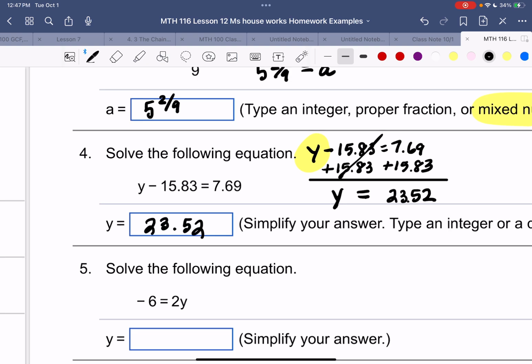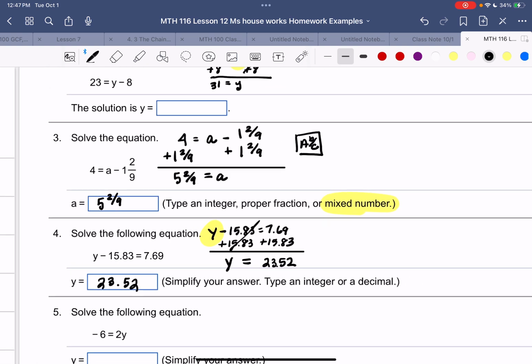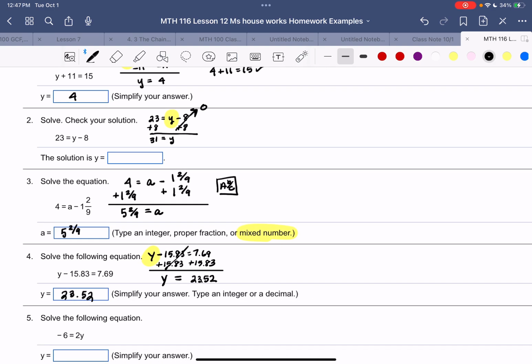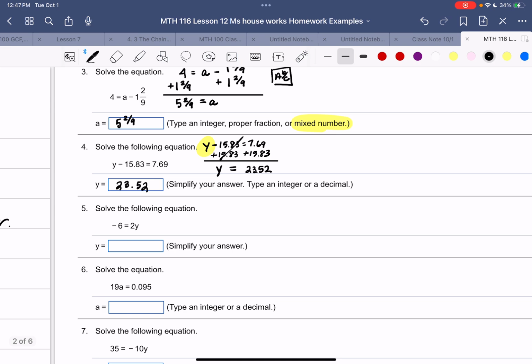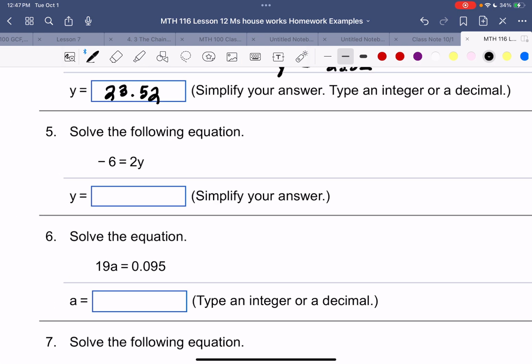Now, all of those first 4 examples were add, subtract, and I did the opposite. When there was an add, I did a subtract. When there was a subtract, I did an add. And now, in number 5, I have a multiplication. Negative 6 is equal to 2y.